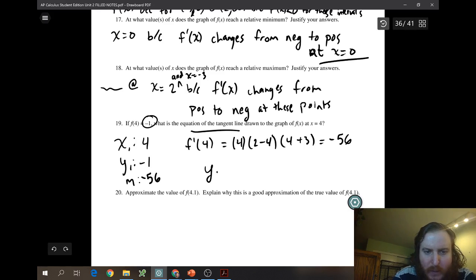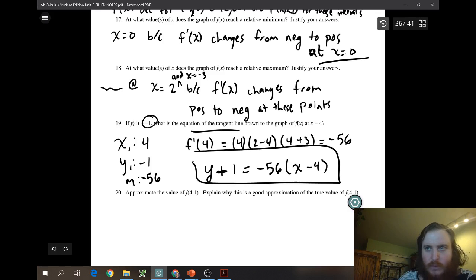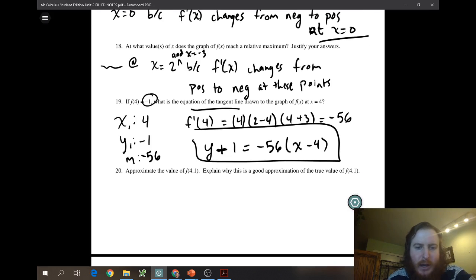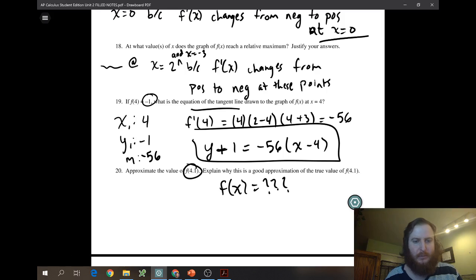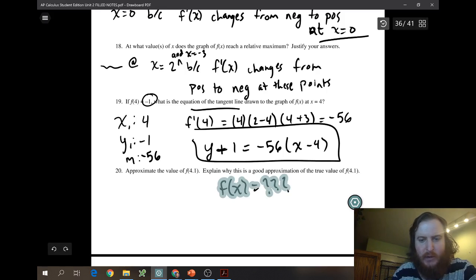So what's our equation? y minus negative 1 becomes y plus 1 equals negative 56 times x minus 4. Okay, and in this case, I literally cannot plug in 4.1 because I don't have an equation, right? We never had f of x. We don't know what f of x is. So if I asked you to plug in 4.1, you couldn't. But you can approximate it using the tangent line. So that's another reason why we need to be able to approximate using the tangent line.